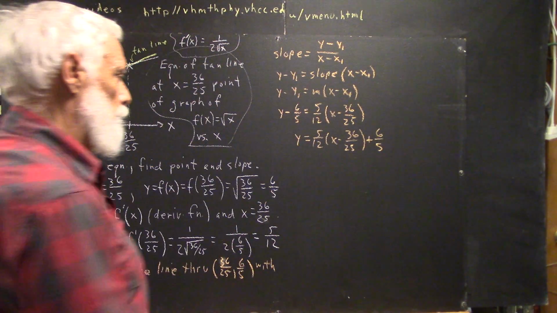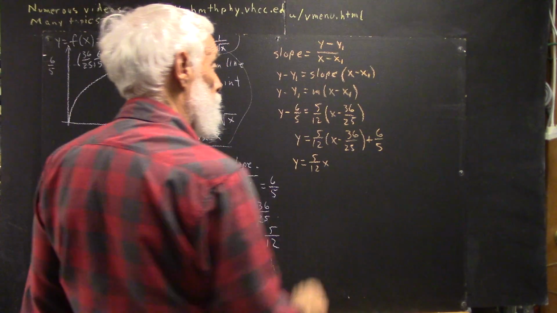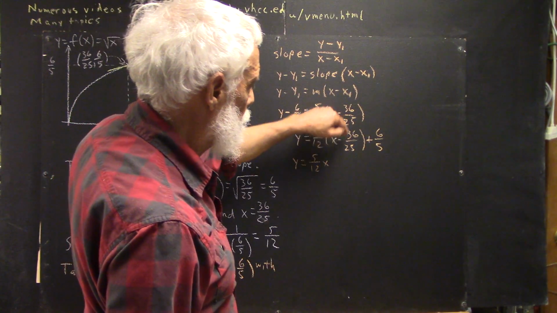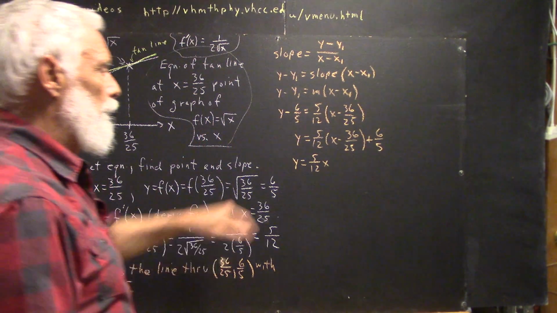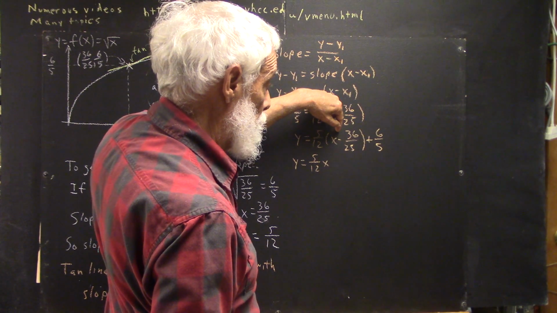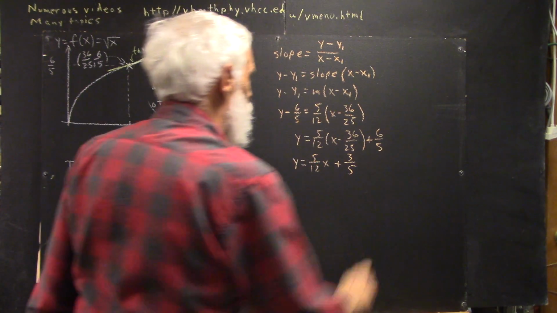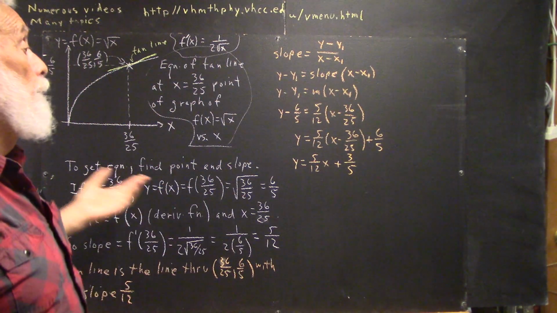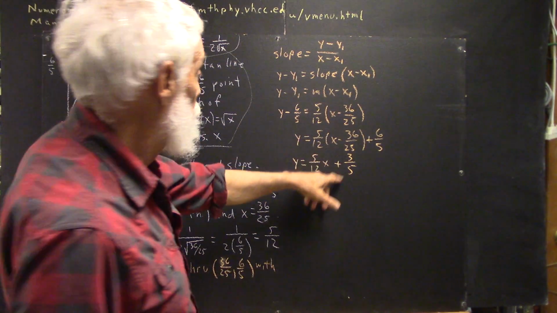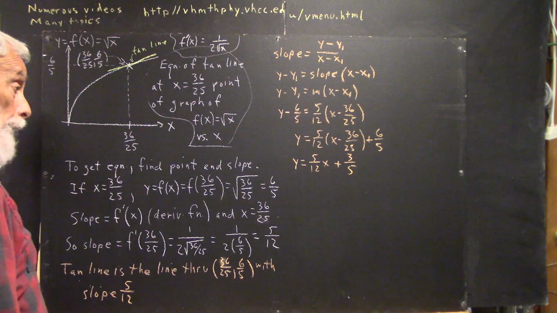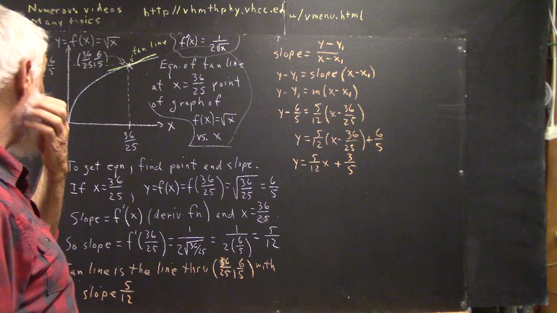Well, I want to simplify that a little bit if I want to use this for anything. And I get y equals 5/12 x. And then let's see, 5/12 of 36/25 is going to be 3/5. So we get minus 3/5 plus 6/5, and that gives us plus 3/5. Now we know that this is a y equals mx plus b form. b would be 3/5. That would be the y-intercept of the tangent line, if you want to put it that way.